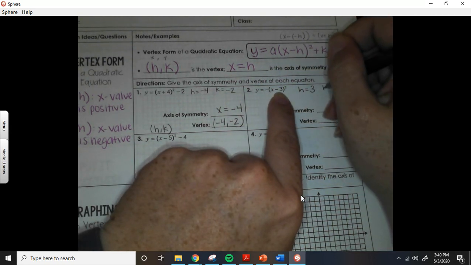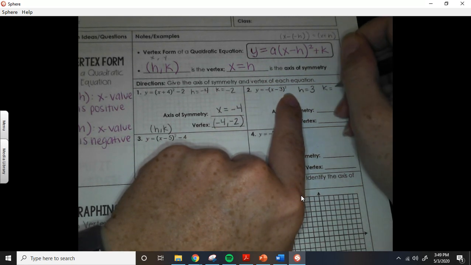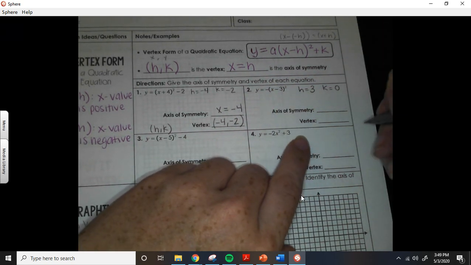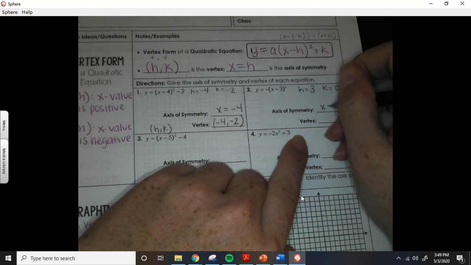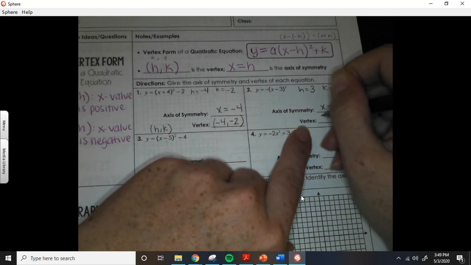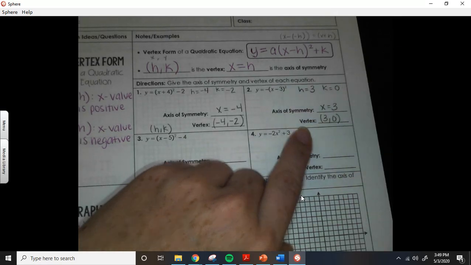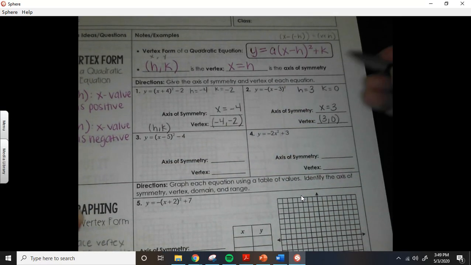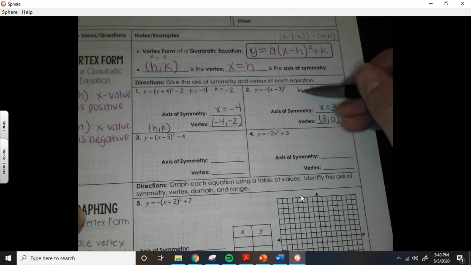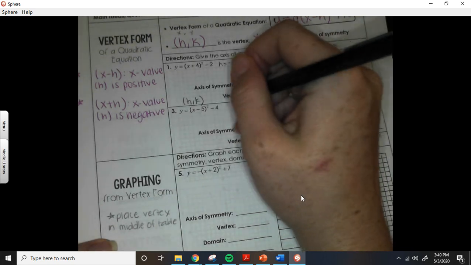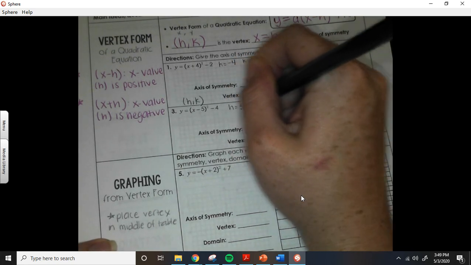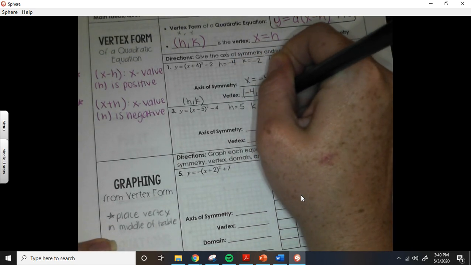And then we have k, well, there's no k, so we can say that it's 0. So if our axis of symmetry is where h is, that means x is equal to 3, and our vertex is 3, 0. Again, this is in alphabetical order too, h, i, j, k, so h comes before k in your vertex. Okay. Number 3, so h equals 5, k equals negative 4.